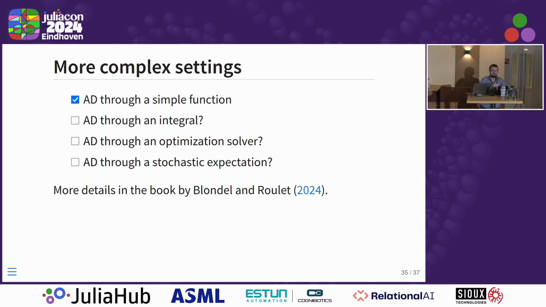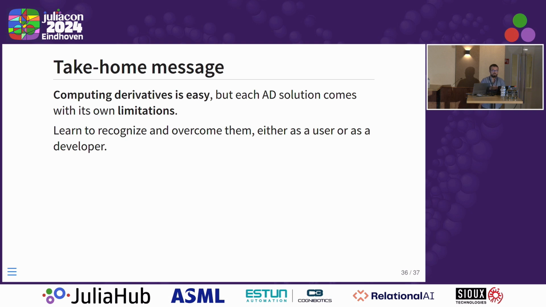Now, of course, there's plenty of things I left out. If you want to AD through a simple function, that's great. But if you want to AD through an integral, an optimization solver, a stochastic expectation, there's more stuff out there in the ecosystem, especially in the SciML world and also in my research on discrete combinatorial solvers. You can find more details in this book. The take-home message is the following. Computing derivatives is easy. It's 2024, you don't compute derivatives by hand. That's over. But as soon as you use automatic differentiation, it comes with its own limitations. So learn to recognize them, learn to overcome them, and I think you're going to have fun. We have time for questions, but not from Chris.